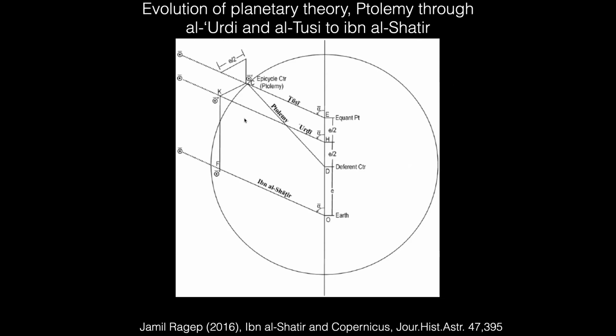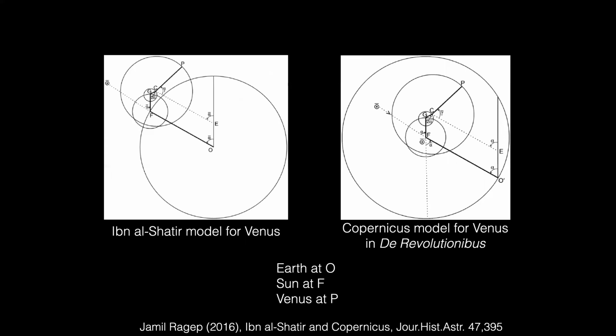So the assertion I made just a minute ago that his model was basically equivalent in a mathematical sense to that of Copernicus is illustrated by this diagram. This is the Ibn Shatir model for Venus, which includes all of the elements of Venus, with the Earth at this point O, the Sun at F, and Venus at P, and these other points are the positions of the equant, the Urdi lemma, and the Tusi couple.